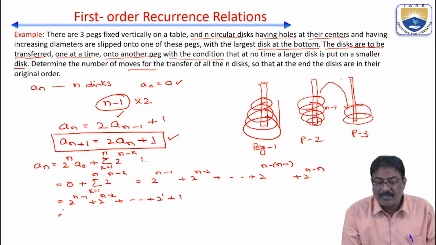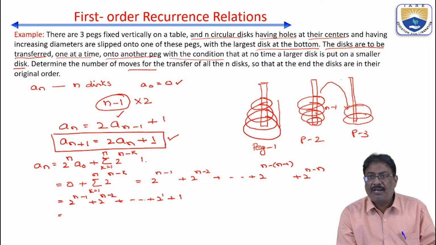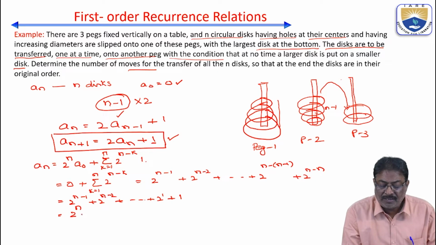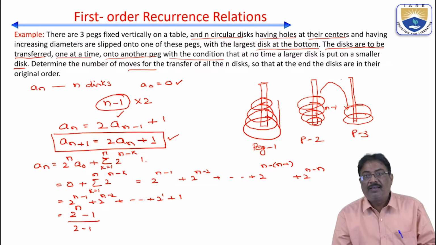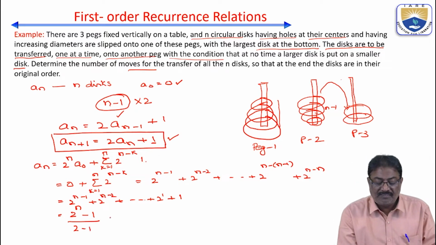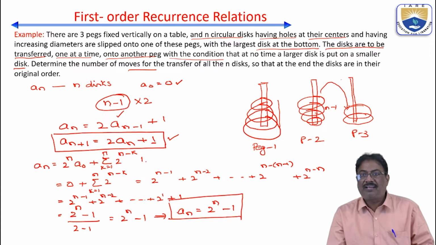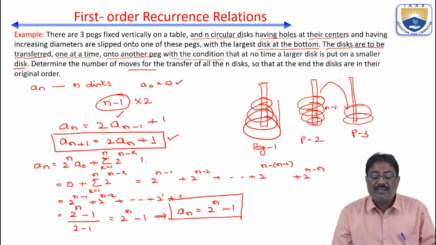The sum is nothing but a times r to the power of n minus 1 by r minus 1. So the common ratio is 2, and there are n terms. The sum is r to the power of n minus 1 by r minus 1. Here r is equal to 2, so this is nothing but 2 to the power of n minus 1. Because the first term is 1, the solution is a n equals 2 to the power of n minus 1. This is the nth term, or the solution for the given recurrence relation.